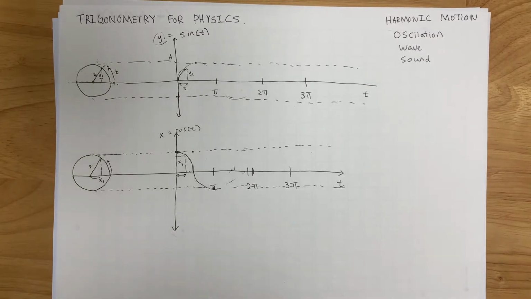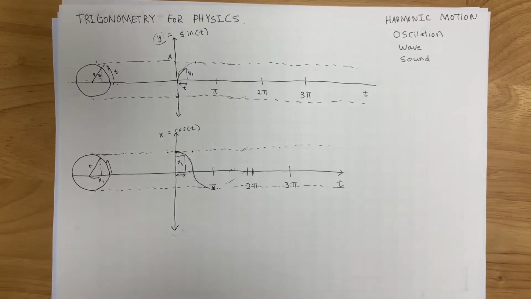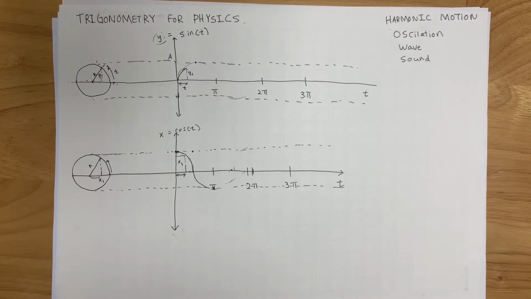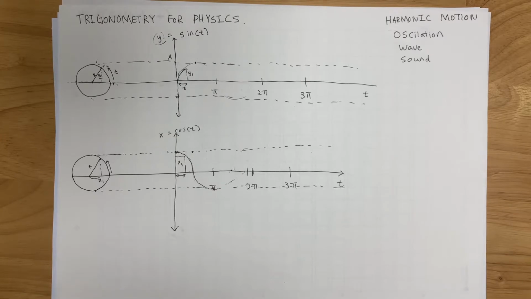Also in harmonic motion, such as a mass and spring system, sound is oscillations, and waves, such as light, is also a wave. So you can analyze with trigonometry. And if you go to higher level physics, you will deal with something called alternating current, which alternates in sine waves and cosine waves.